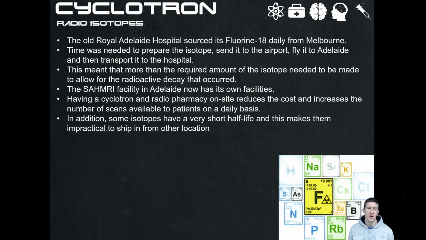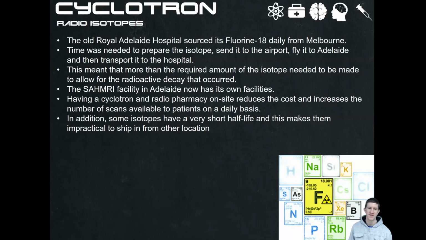However, before the new Royal Adelaide Hospital was built, we used to source fluorine-18 from Melbourne every single day. We needed time to prepare the isotope, send it to the airport, fly it directly to Adelaide, and then transport it to hospital. So this is a huge amount of resources, time, money, etc., just to be able to do this.